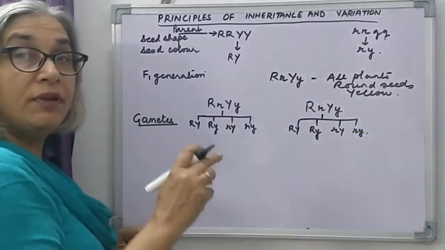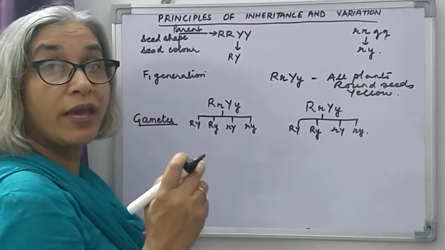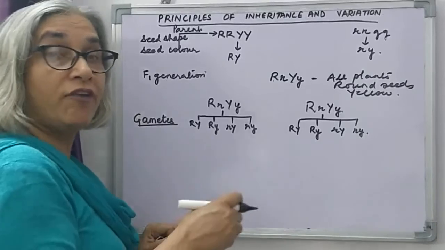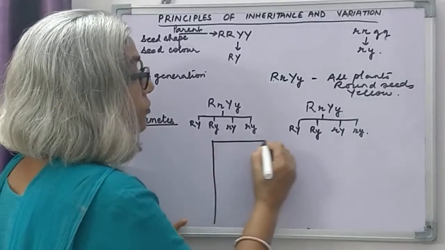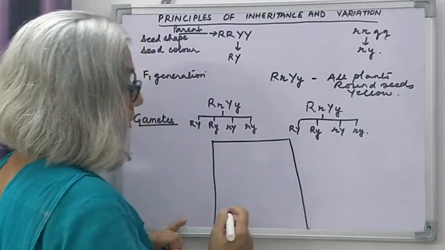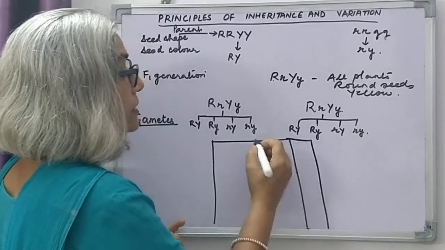Now, in my previous class, I had mentioned the Punnett square. A Punnett square is a checkerboard or a graphic representation. So for this, we will have to draw a Punnett square to make it easy to understand.